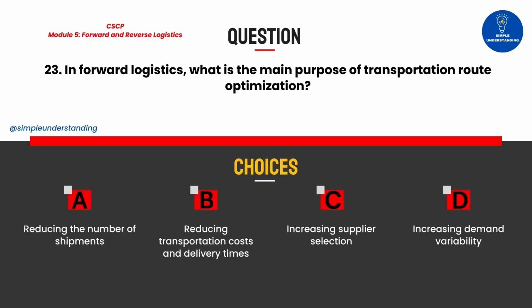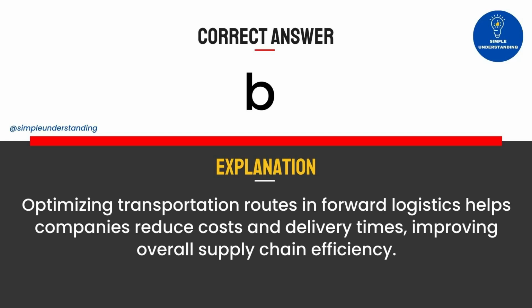23. In forward logistics, what is the main purpose of transportation route optimization? A. Reducing the number of shipments. B. Reducing transportation costs and delivery times. C. Increasing supplier selection. D. Increasing demand variability. Correct answer, B. Explanation. Optimizing transportation routes in forward logistics helps companies reduce costs and delivery times, improving overall supply chain efficiency.